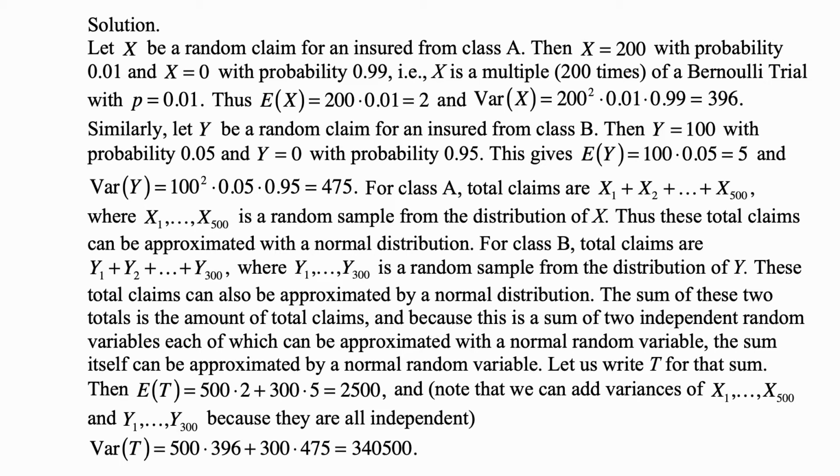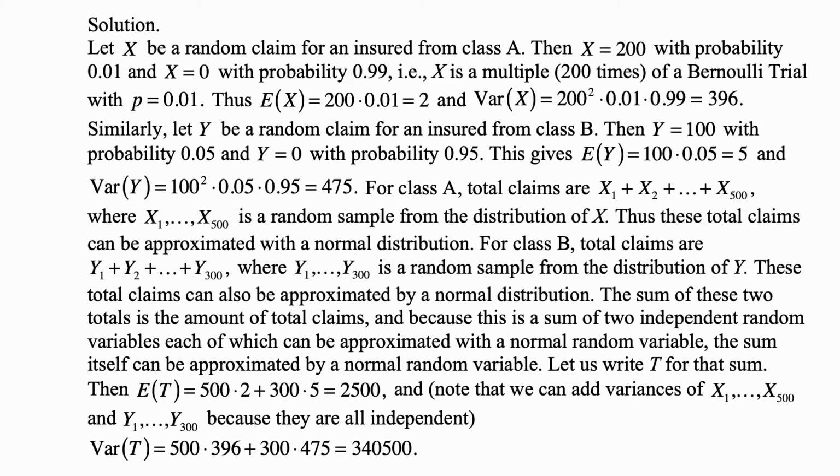Similarly, let Y be a random claim for an insured from Class B. Then Y equals 100 with probability 0.05, and Y equals 0 with probability 0.95. This gives E of Y to be 100 times 0.05, so 5, and variance of Y to be 100 squared times 0.05 times 0.95, and that's 475.